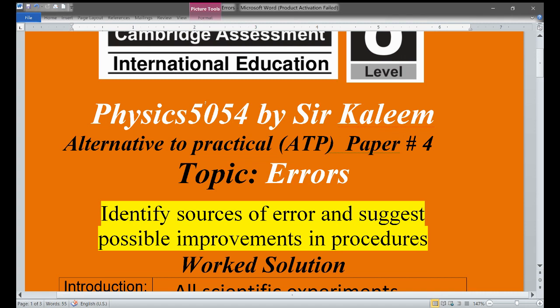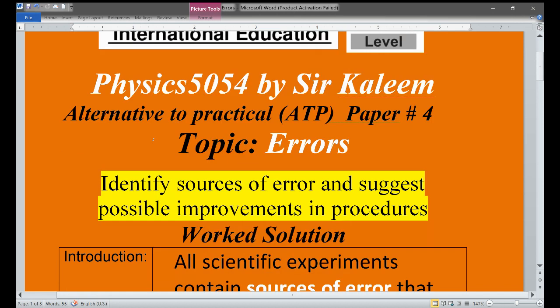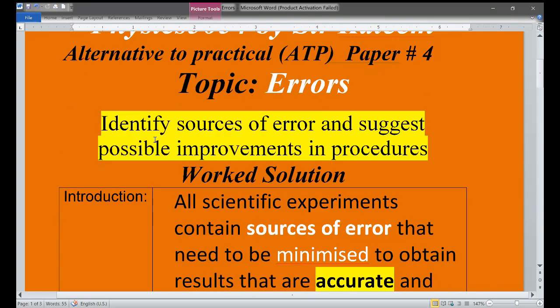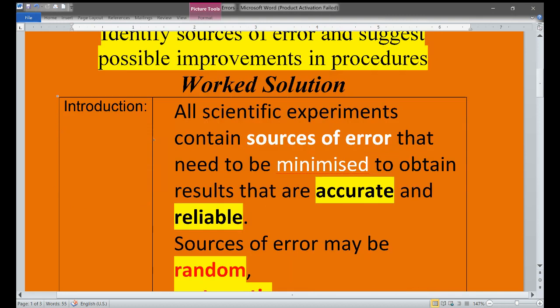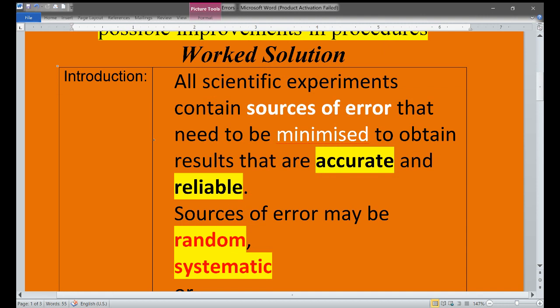This question will be asked at the end of every ATP question by parts that mention the error and how one can rectify it. So first of all, we have to see why errors and why to eliminate them. If you see in the introduction, all scientific experiments contain sources of error that need to be minimized to obtain results that are accurate and reliable. Our effort is to get an accurate and a reliable measurement as a final result.